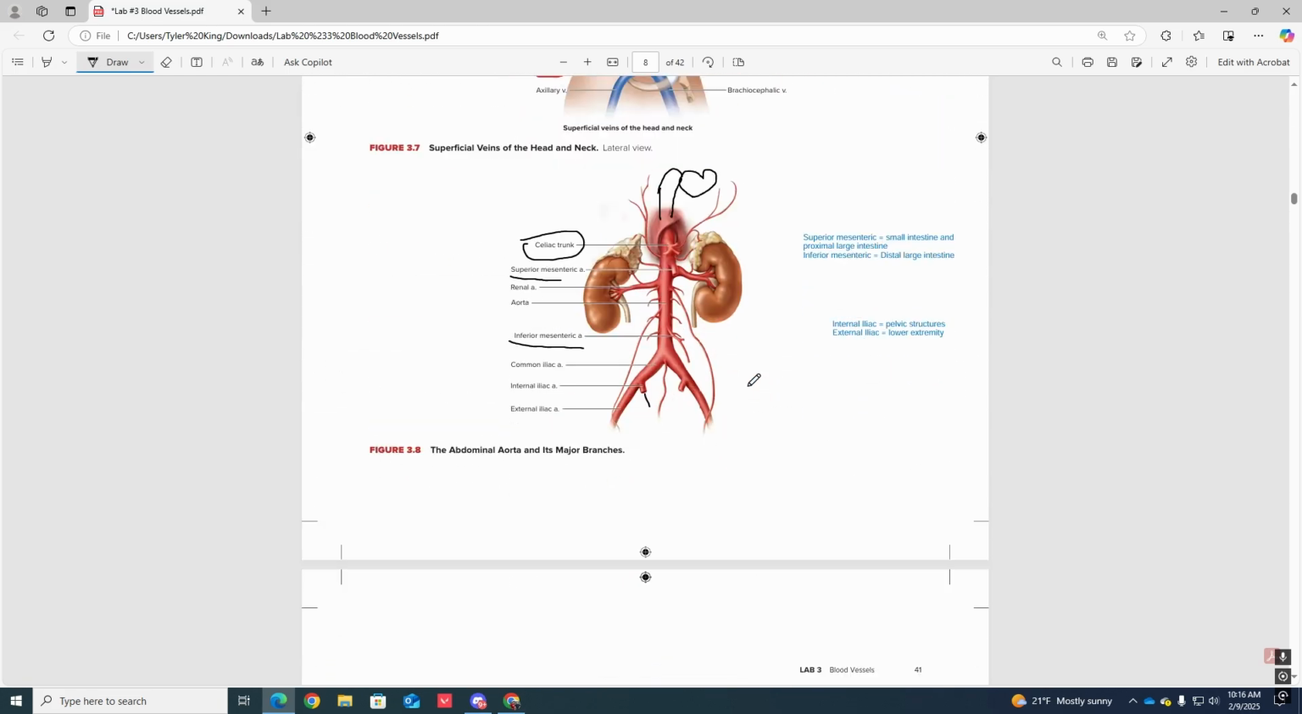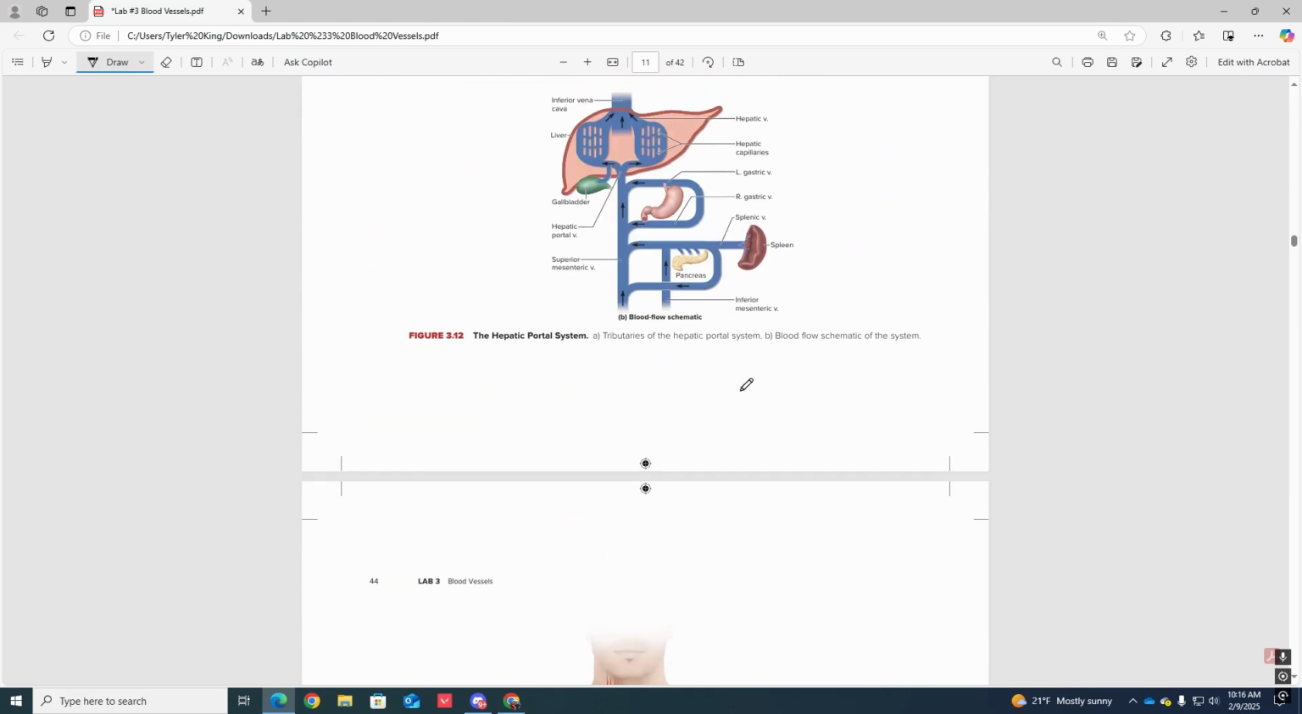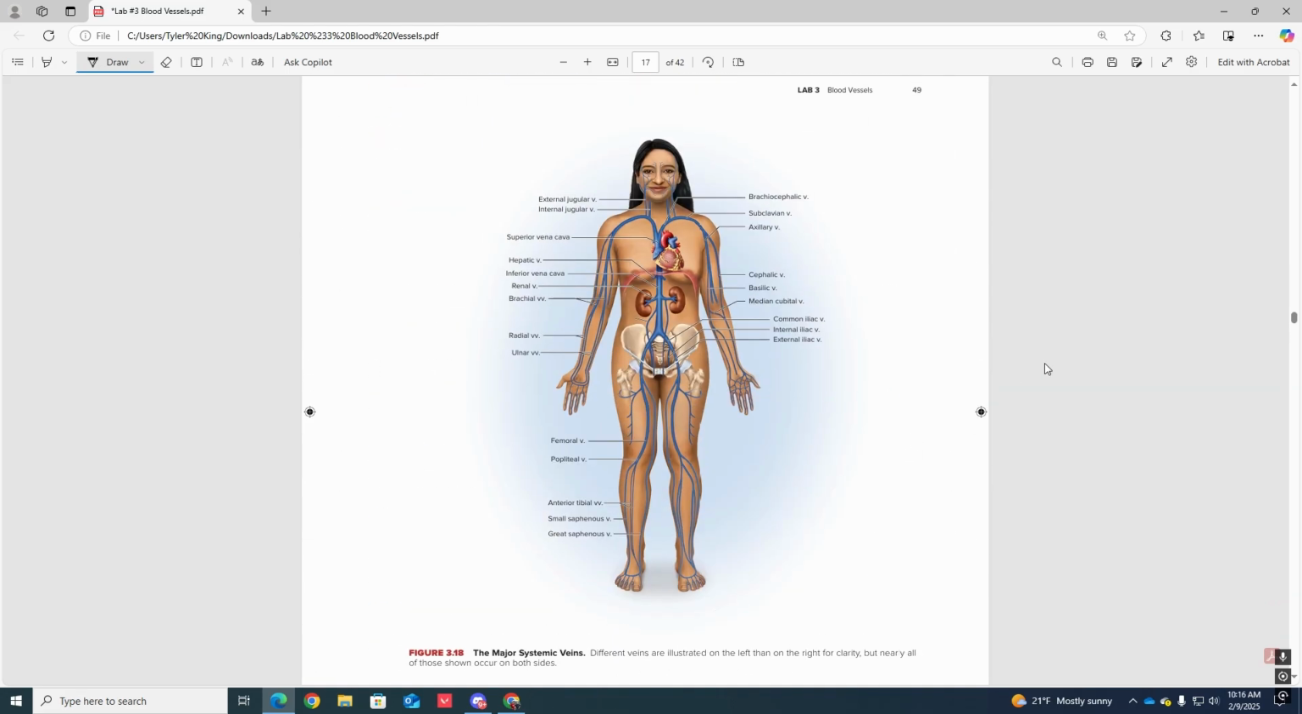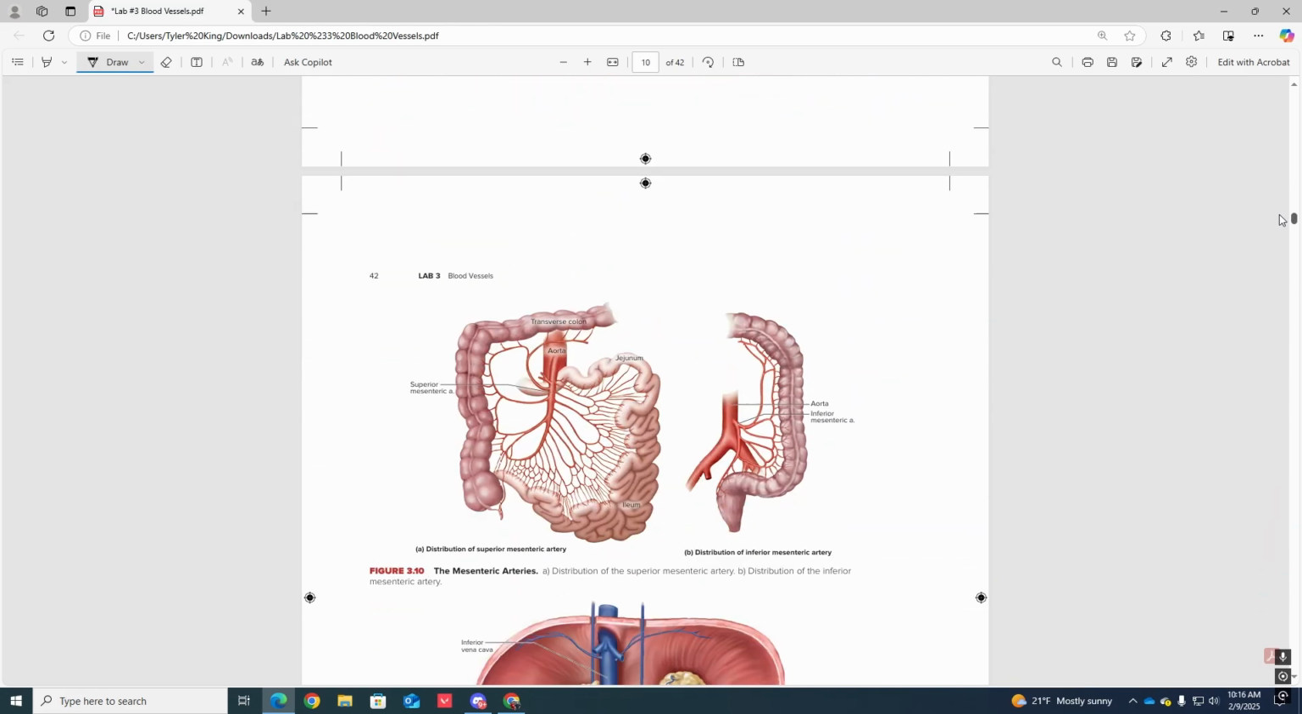I'm going to take a little break, come back, and we'll keep working on all these vessels here. There's a lot of them, like I said.